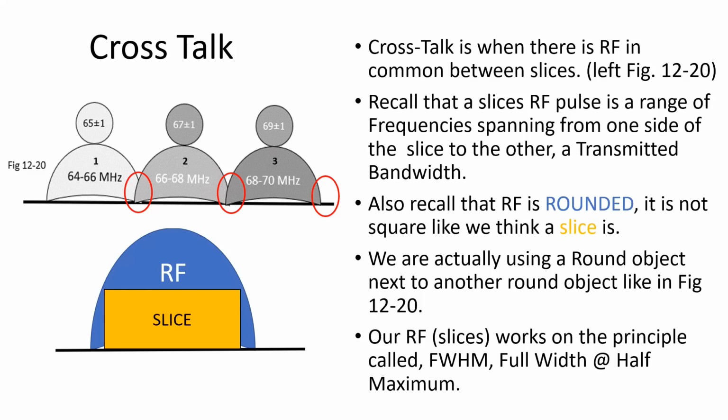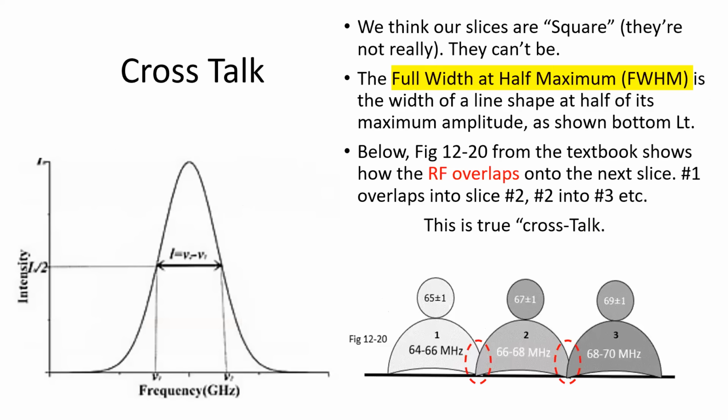So notice the blue RF, it's round. We want a square slice, and we almost kind of sort of get it, but we don't get it exactly. We have something called full width at half maximum. This is where we get our slice thickness. So that big dome, that big pyramid, that big pointy thing, that's your RF pulse. Halfway up and full width, halfway up, that's our slice thickness.